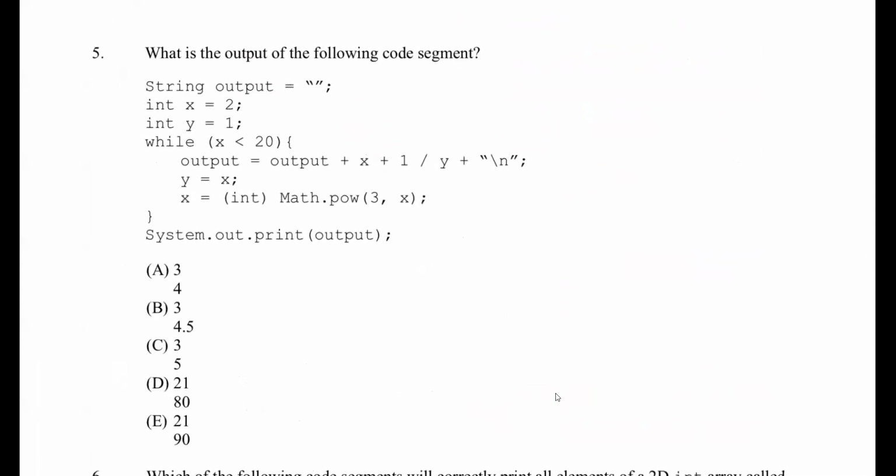So let's look at number five. What is the output? It's the output question. It is declaring an output string and declaring x and y. So x, as long as x is less than 20. Is it x is less than 20? Yep. So we're just going to do this one.